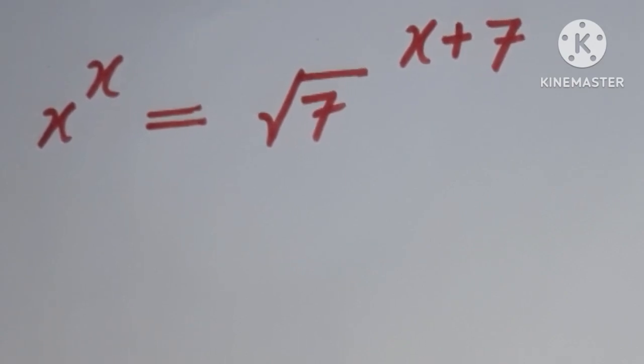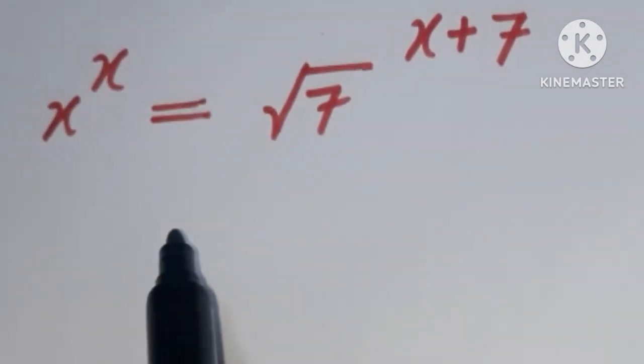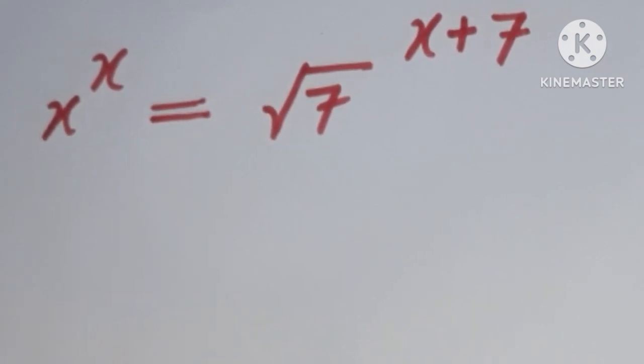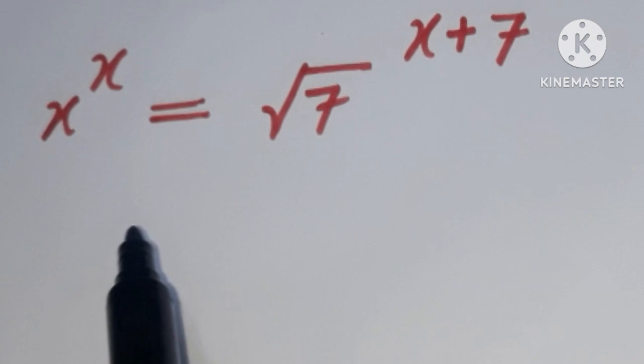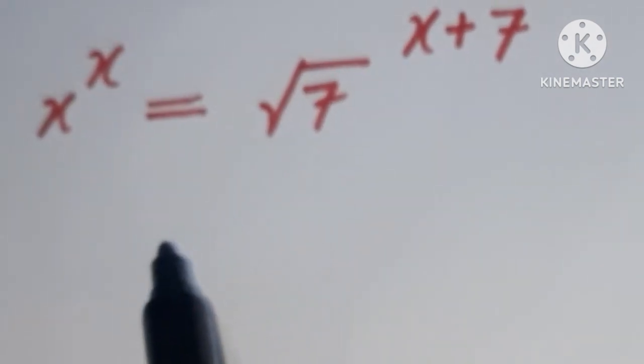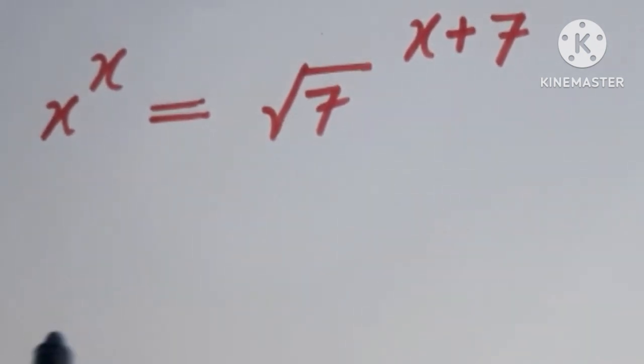Today we have this question: x to the power x is equal to root 7 to the power x plus 7. How can we solve this question? Here you are seeing that there are two terms, x plus 7 as a power over the root 7. So we have to separate these terms in this way.